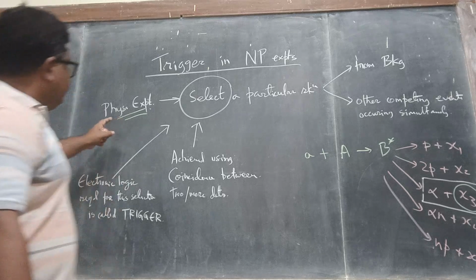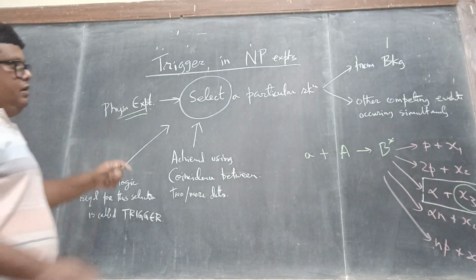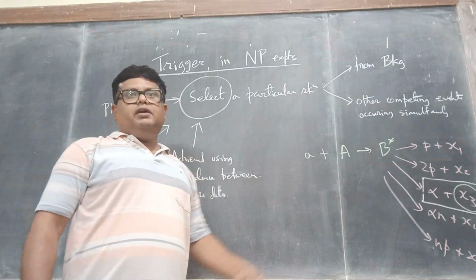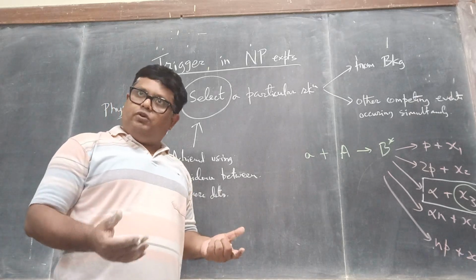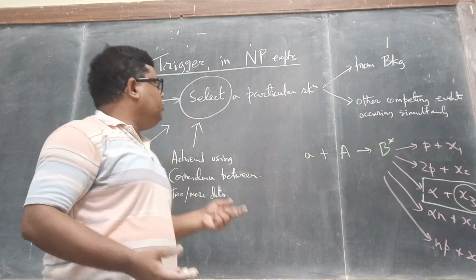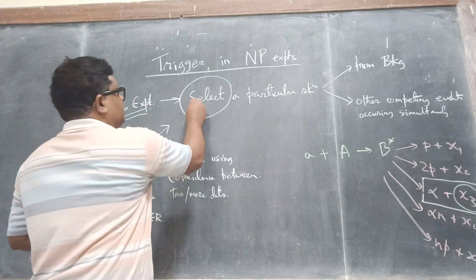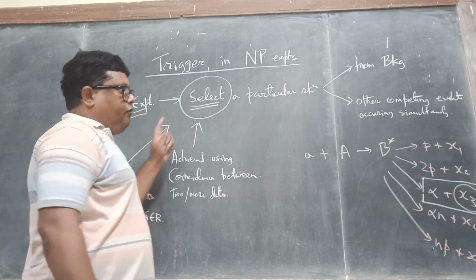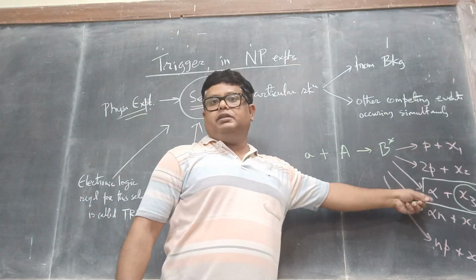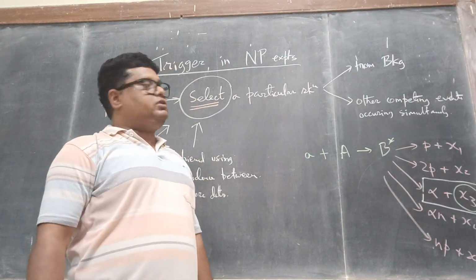So this means in a basic physics experiment, when lots of events and lots of products are simultaneously being produced, you have to select. This is important. This is the real stuff: selection of a particular reaction. Say for example this case. You have to select this.